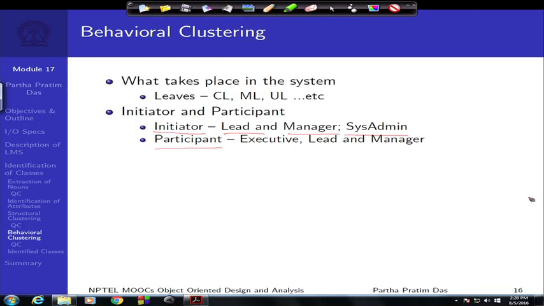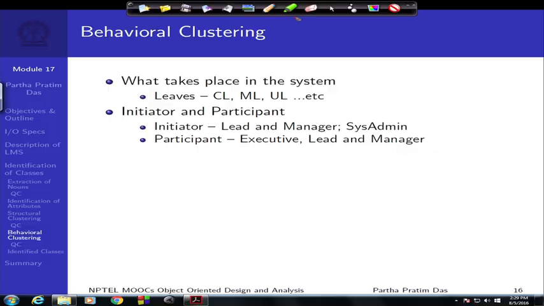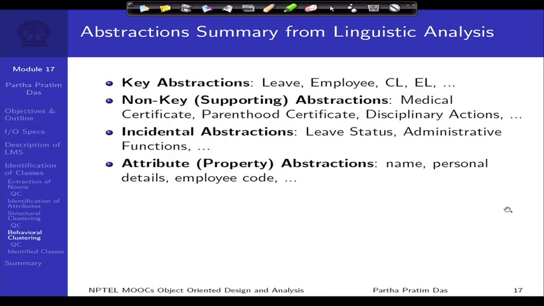And you also find a lot of participants like executive, lead and manager again, because if the lead is approving or rejecting the leave application of an executive, then the executive is a participant in the whole thing. Of course, these are not exhaustive. I would suggest strongly that you go through the document and try to identify more of the actions that are taking place in the system and more of the initiators and participants, and make the list bigger.